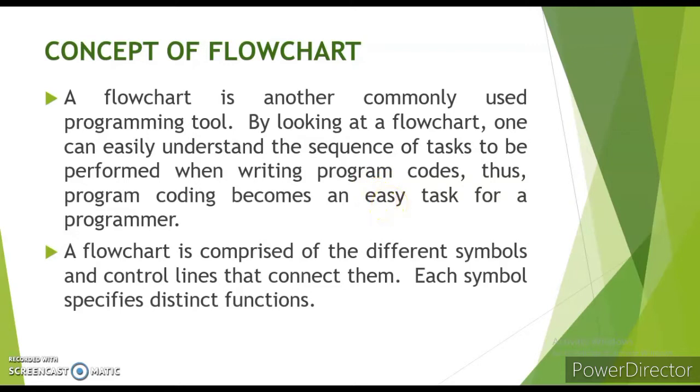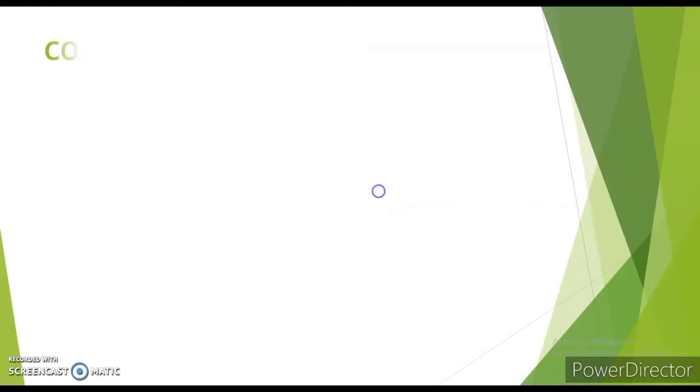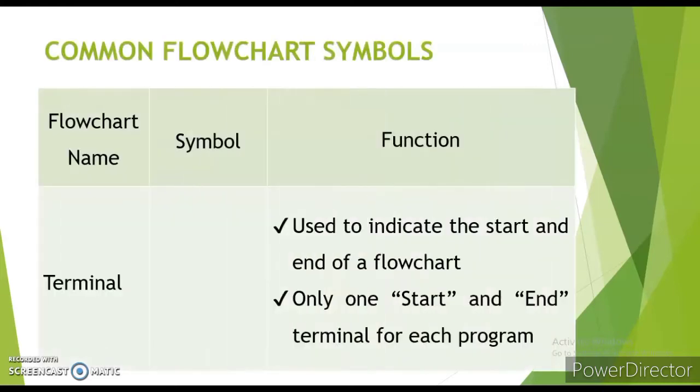Each symbol specifies distinct functions. So we have the following symbols that we're going to use in creating a flowchart. First, we have the terminal. Ito yung symbol niya, yan yung itsura nung terminal natin. The function of this is to indicate the start and end of the flowchart. So, only one start and end terminal for each program.